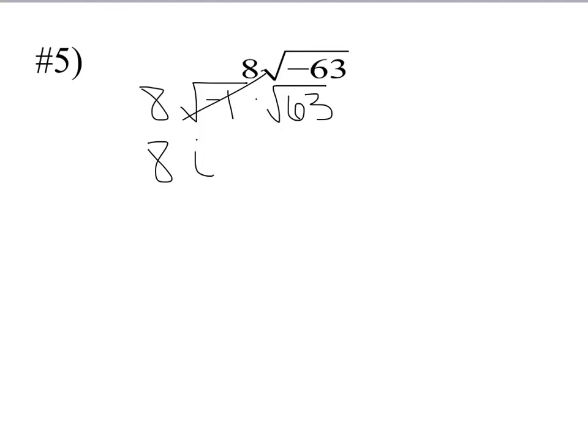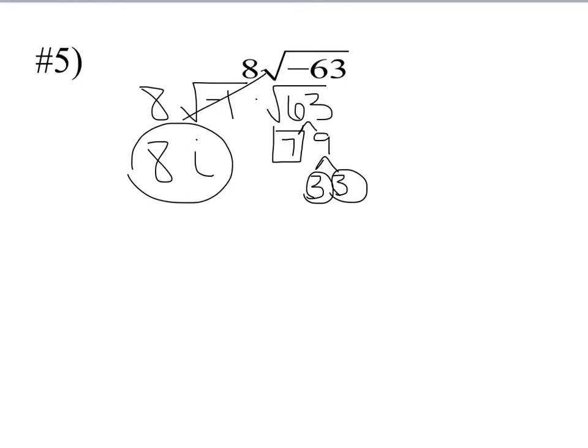And square root of 63, well, we can break square root of 63 down to 7 and 9, 3 and 3. So remember, you need the number to duplicate as many times as the index is. So 2 times in this case. So a 3 is going to go out front. A 7 is going to stay inside. I already have the 8i out front. So I'll multiply 8i by 3. You'll get 24i. And then under the square root, we're going to have a 7.